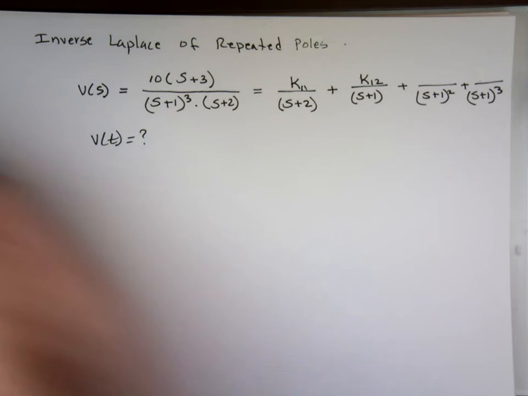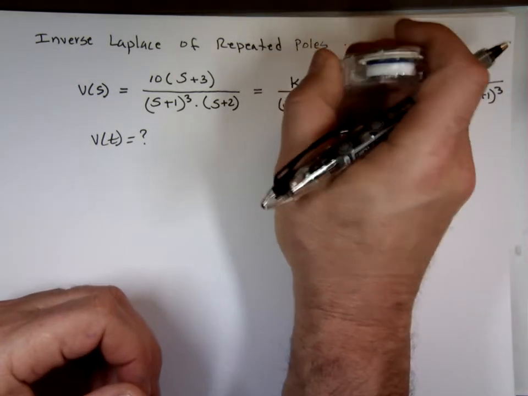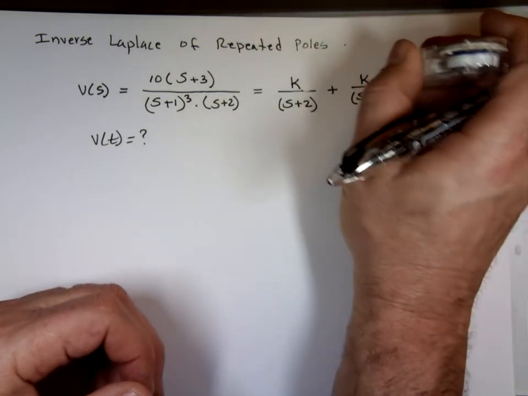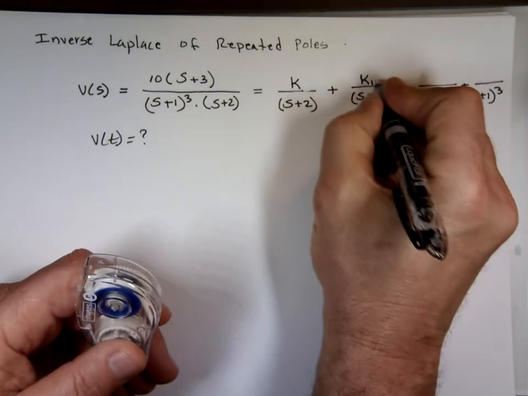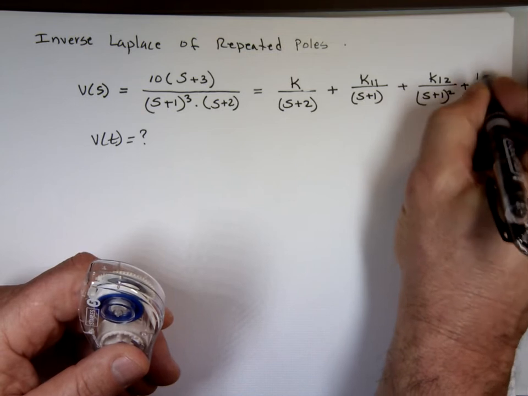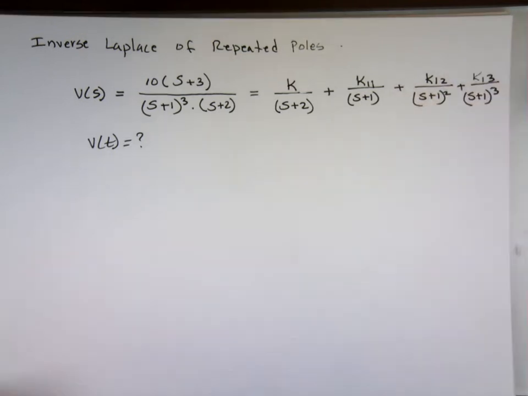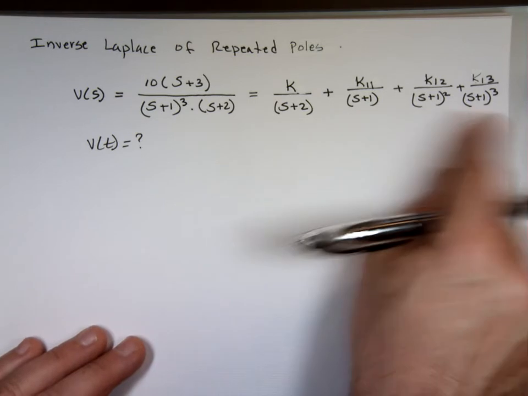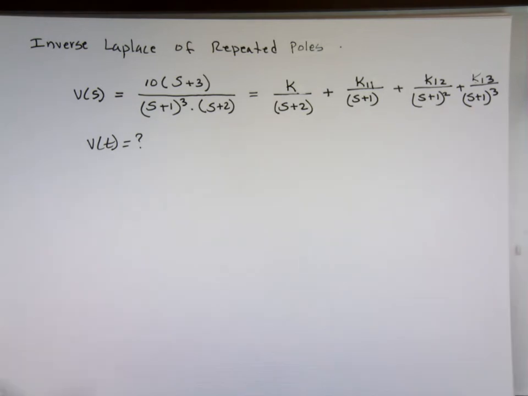I'll call that K, a different one. For the repeated roots, I'll change them. I'll go K1 1, the first one of the repeated, K1 2 for the second one, K1 3. I can call them anything: A, B, C, D. It really doesn't matter. But these are the repeated ones, and this is the single one.